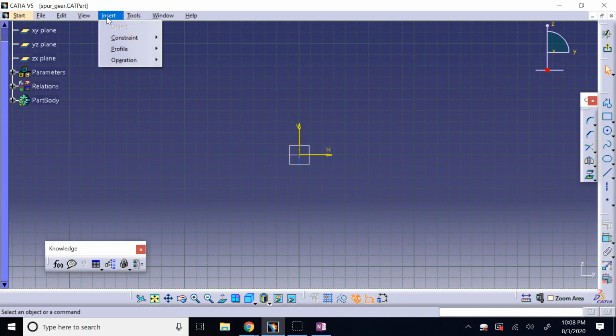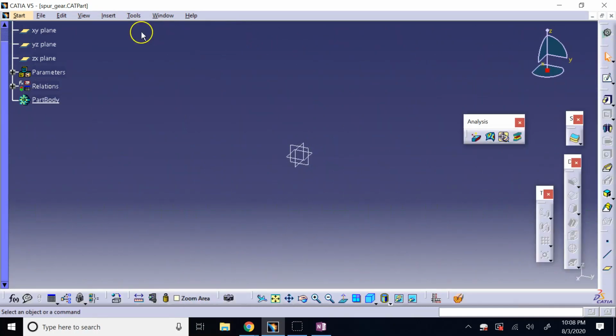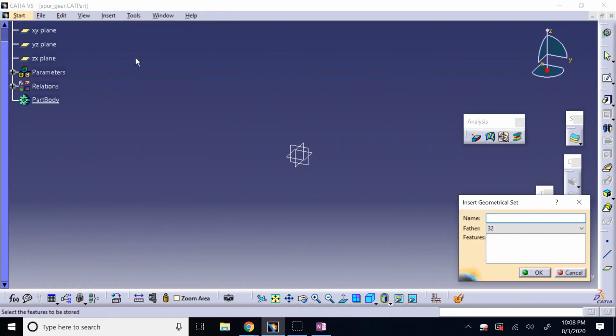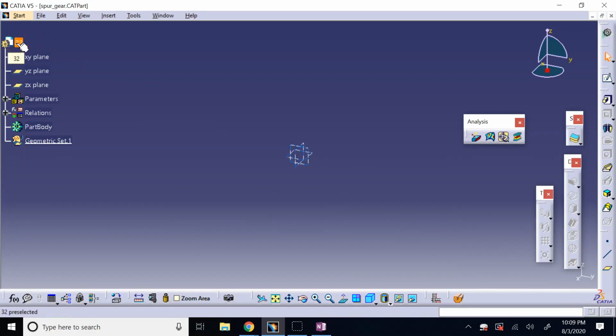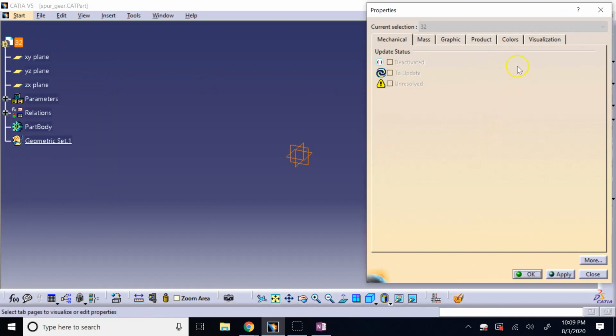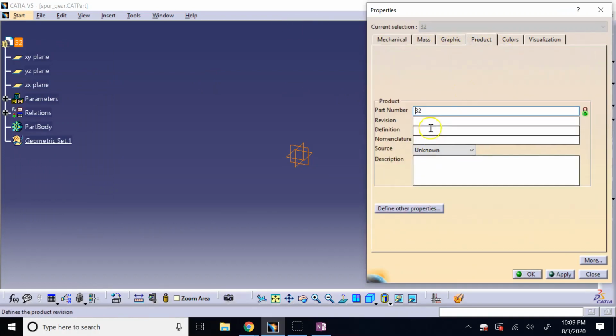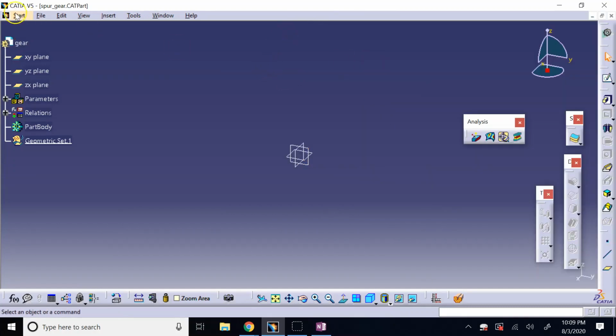So first we go under insert, okay? Let's get out of here first. And we insert a geometric set. Okay, and you have to give it some name. So here I call it geometric set 1, okay, or dot 1, as the instruction says, and then we take this way. Now here, for some reason, it called my part 32. I don't know where it got that. So part name is gear, not 32. It has nothing to do with 32. So I got this. This is, as I said, the folder, and inside this folder, I can create any number of points that I want.